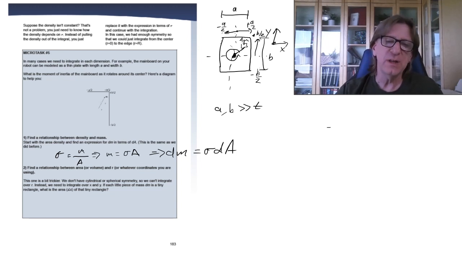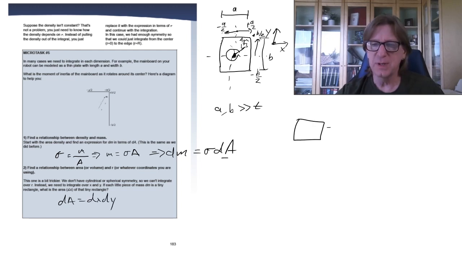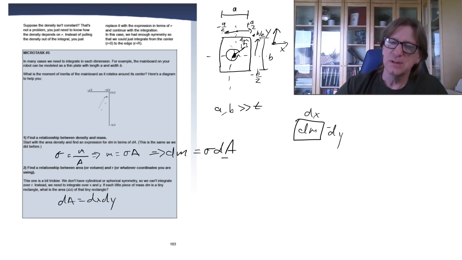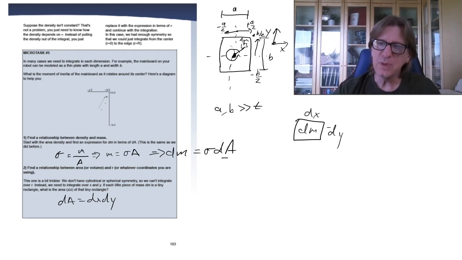Now, what's different here is I need to find a relationship between dA, our differential area, and our two coordinates, which in this case are x and y instead of r. Well, that shouldn't trouble you. If this is a square, how do I find the area of that rectangle? Well, dA is simply going to be dx times dy, because if this is my little piece dm, it's got size dx by size dy. So the area is going to be dx times dy. All right, turn over to the next page then.